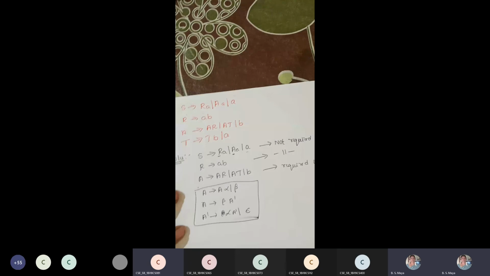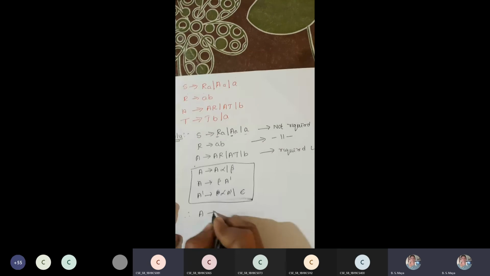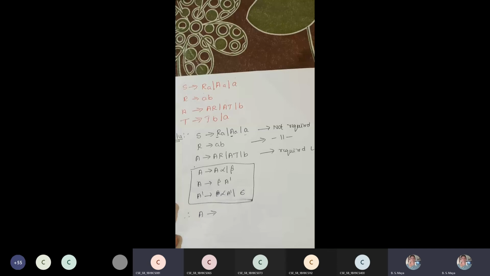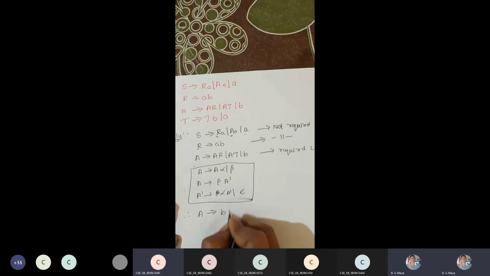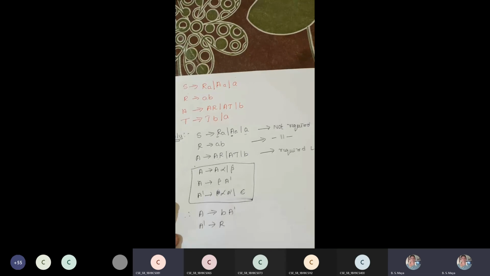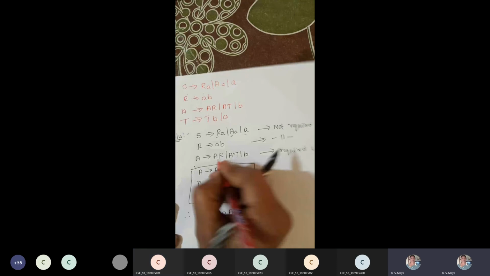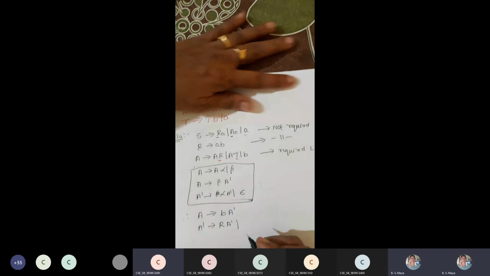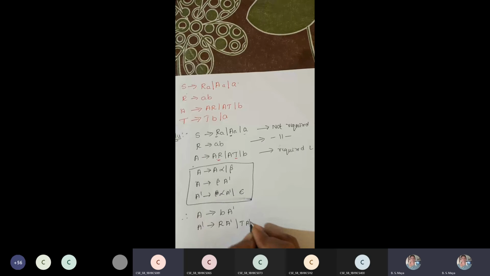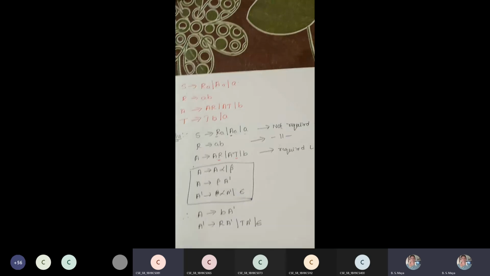Okay, now tell me, make an answer. A derives small b A dash. What is A dash? A dash derives R A dash, see, R is your alpha. I did three same problems now. A dash derives R A dash, or T A dash, or T A dash R, or epsilon. Very good. Then the last one.